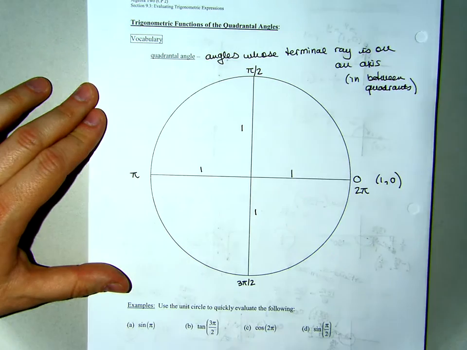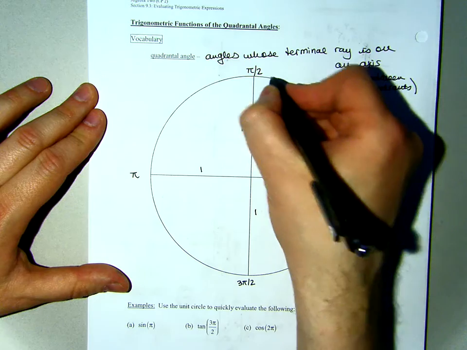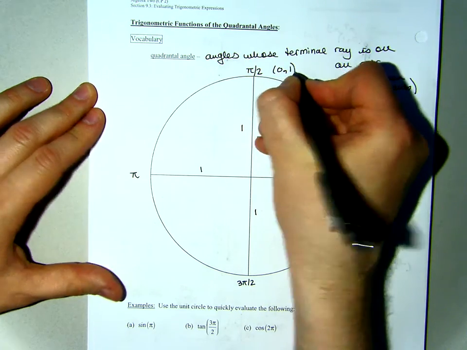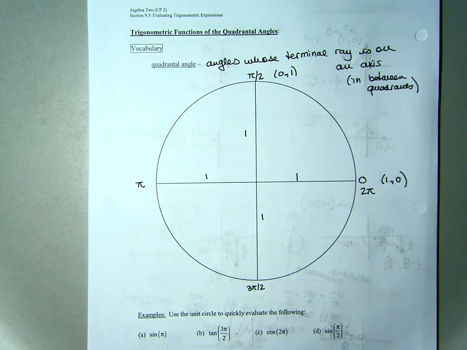What are the coordinates of pi over 2? 0, 1. Take a moment, get the coordinates for pi and the coordinates for 3 pi over 2. And once we have those, it's actually going to make the problems on the bottom pretty quick because we have all the coordinates we need. We just need to pick out the specific things.